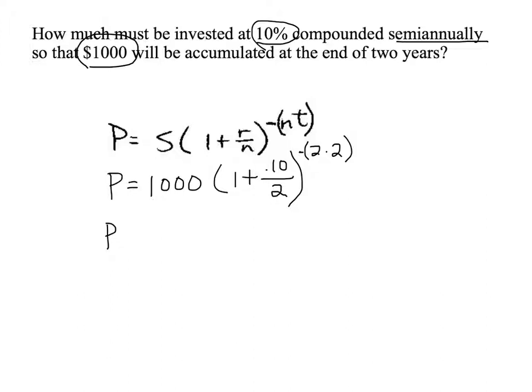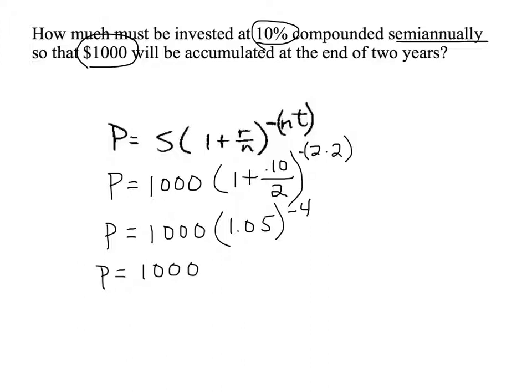So I get P is equal to 1,000 times. Now 0.10 divided by 2 gives me 0.05. Certainly you may use a calculator to do that. So I get 1.05 to the negative 4th power. Now, different calculators work different ways to figure out what 1.05 to the negative 4th power is. Once again, you will go through and use your y to the x key in order to do that.